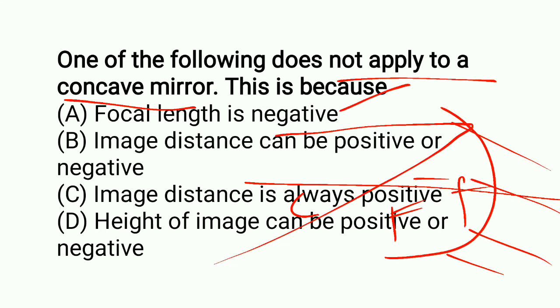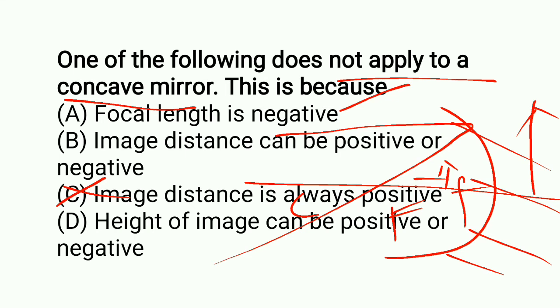And option C, image distance is always positive. No, image distance will not always be positive for a concave mirror, because the concave mirror produces a virtual and erect image when the object is kept between the focus and the pole. So option C does not apply to a concave mirror.